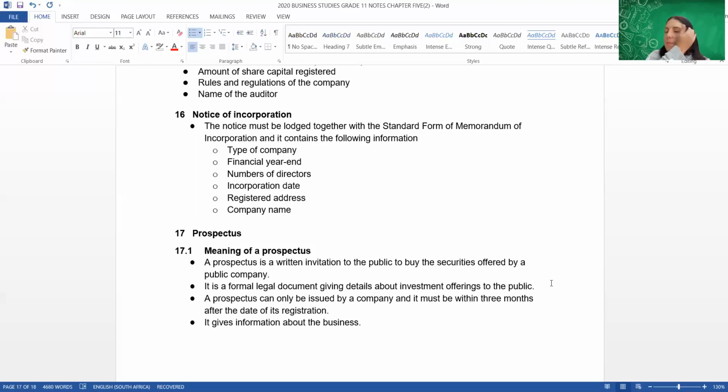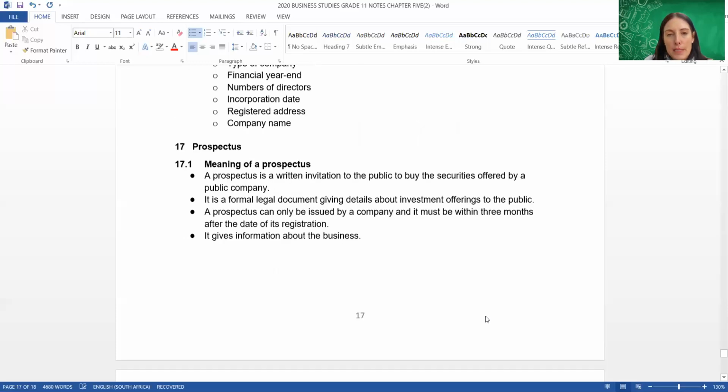So they will explain, perhaps, and they will give information about the directors or how this company came about, who thought about it, why did they start this company, to give the potential investors also some background and assurance that it's a good thing for them to invest their money in this company. A prospectus can only be issued by a company, and it must be within 3 months after the date of registration. Obviously, I assume that the sooner you issue a prospectus, the sooner you can sell your shares. So that should be done, I think, as soon as possible. And obviously, as we said, it gives information about the business.